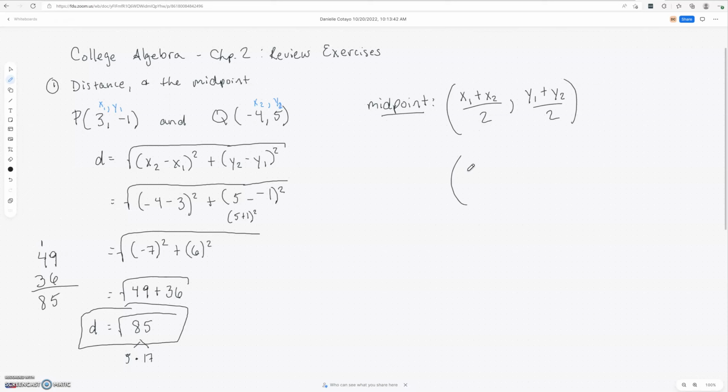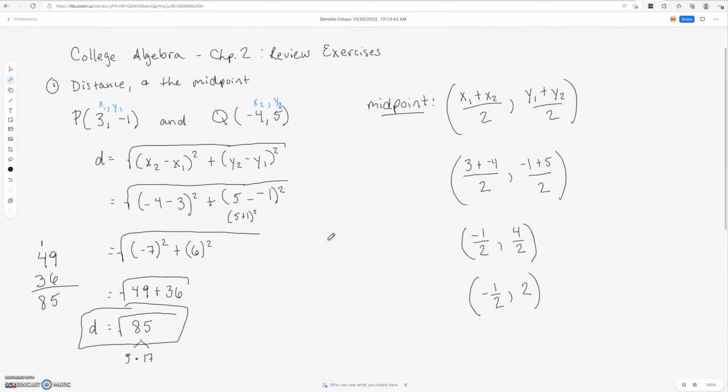So x1 is 3 plus -4 over 2, and then y1 is -1 plus 5 over 2, right? And then 3 plus a -4 is -1, so 3 minus 4 is -1 over 2. And negative 1 plus 5 is 4 over 2. So the midpoint is (-1/2, 2).